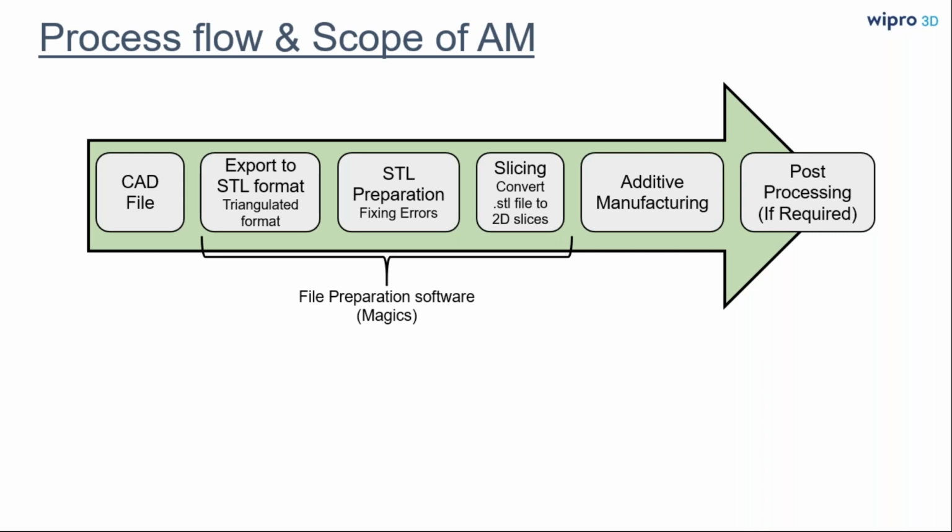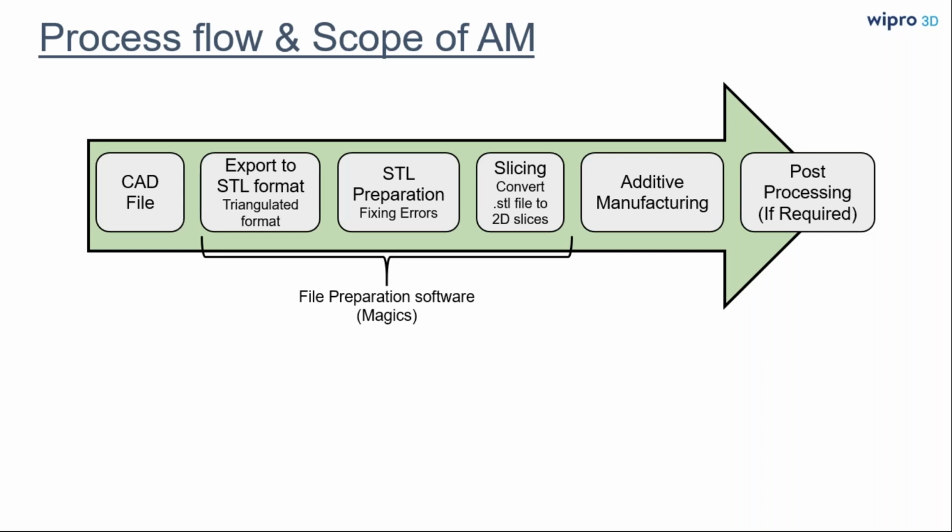Thereafter, you export this CAD file in a triangulated STL format. Oftentimes, this triangulation yields some errors, so you do need to prepare the STL file by fixing those errors. And once the file is ready for printing, you slice it. Essentially, slicing is converting the 3D file into 2D slices. So if you have a part which is about 10 centimeters, you can set the layer thickness and generate the slice geometry for each layer. Once that data is generated, it can be put into the machine, and it can straight away be 3D printed, or the additive manufacturing process takes place.